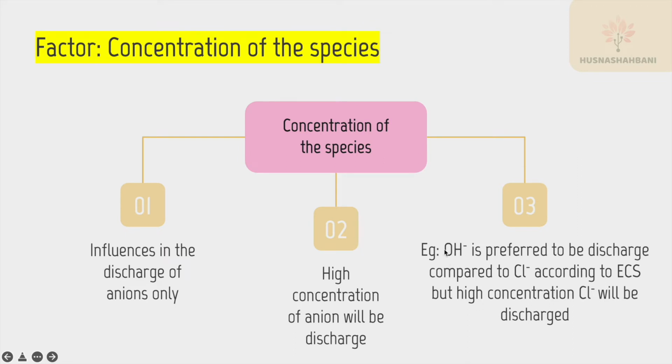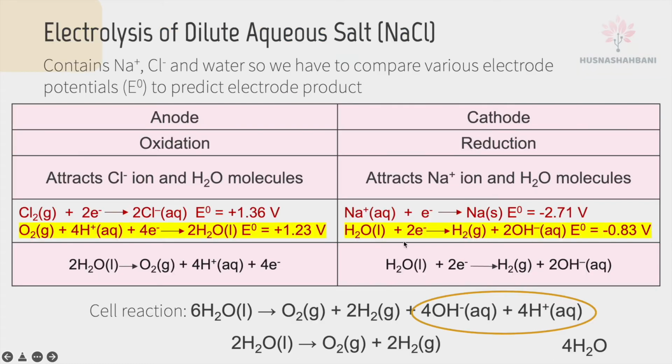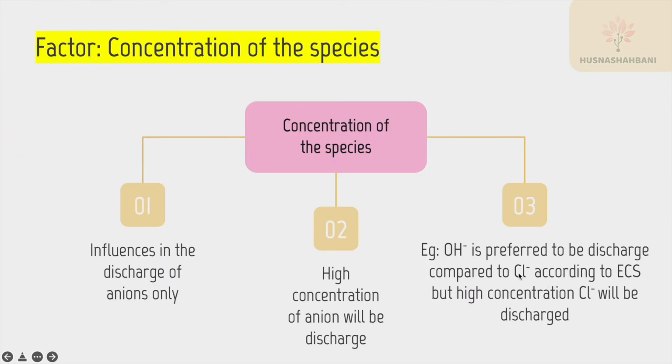Okay, so for example, OH minus is preferred to be discharged compared to Cl minus according to the electrochemical series. So according to the standard reduction potential table, OH minus will be discharged compared to Cl minus. But Cl minus will be discharged. This is because Cl minus concentration is high. That's the second factor, concentration of the species.